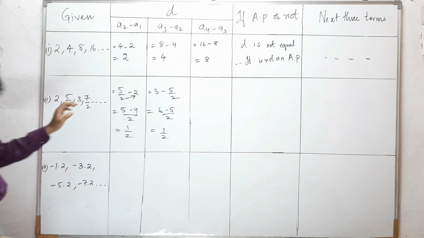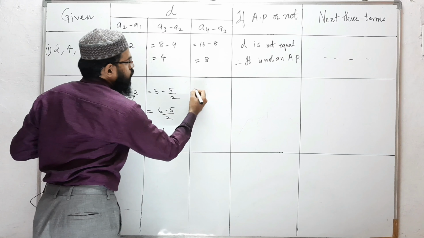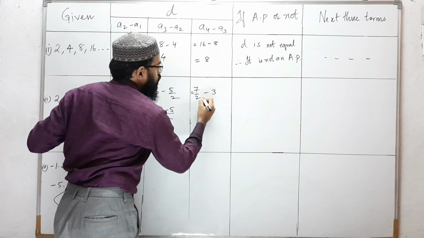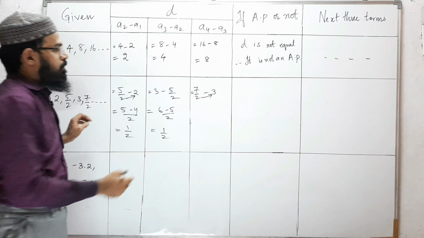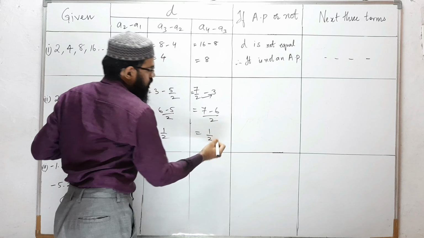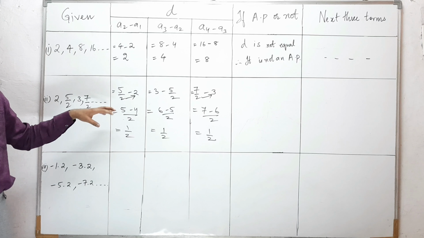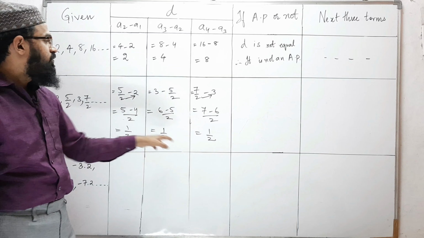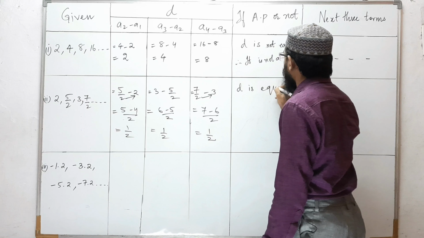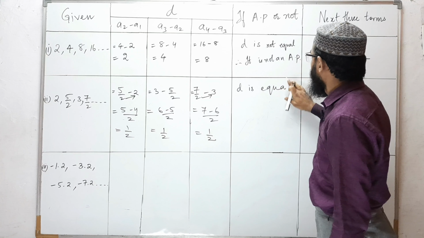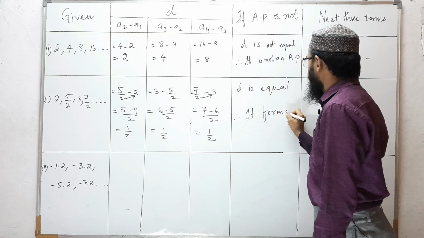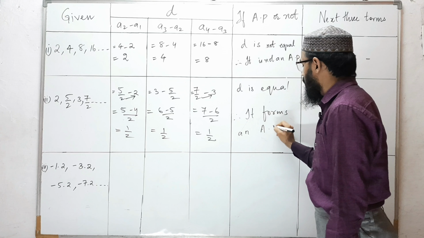A4 minus A3. A4 is 7 by 2. 2 3s are 6. Here D is equal in each of them. So here we can say D is equal. Therefore it forms an AP.